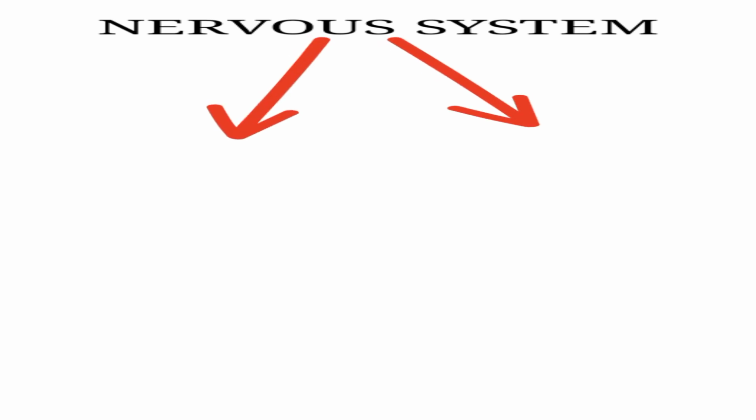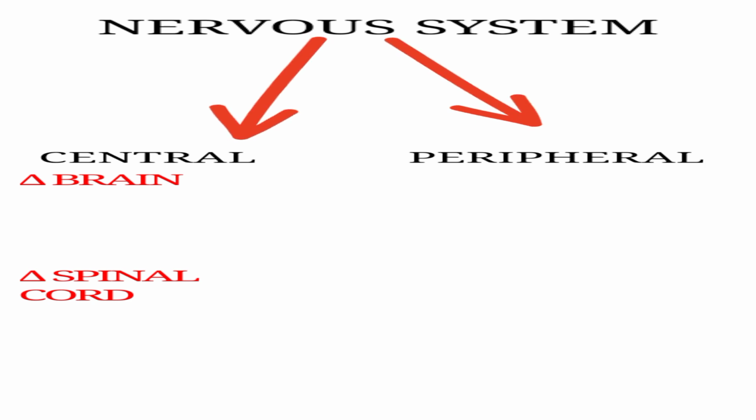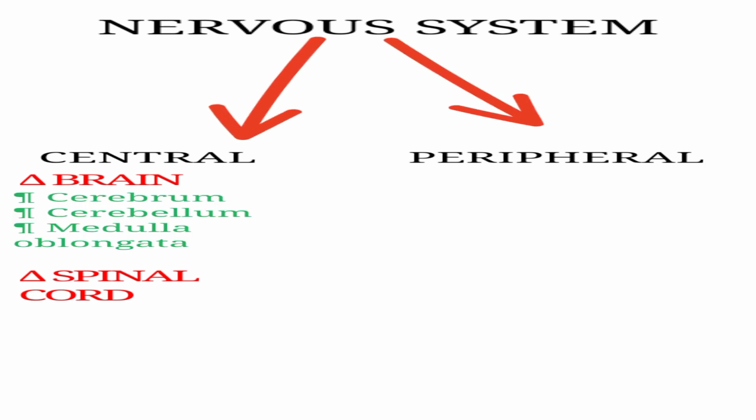The nervous system is divided into two parts: the central nervous system, CNS, and the peripheral nervous system, PNS. The central nervous system, as the name suggests, is the centrally located nervous system in our body which controls all the activities. It is divided into two parts: the brain and the spinal cord. In the brain, there are three parts: the cerebrum, the cerebellum, and the medulla oblongata. The cerebrum is associated with memory, intelligence, consciousness, everything. The cerebellum is associated with balance of the body, and the medulla oblongata is associated with involuntary actions like breathing and all. The spinal cord is associated with all the activities, all the reflexes below the neck region.